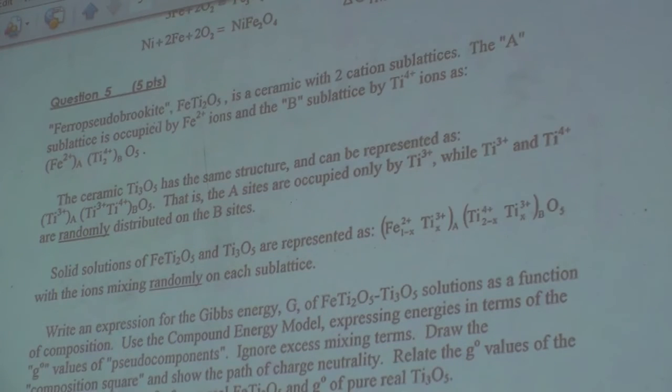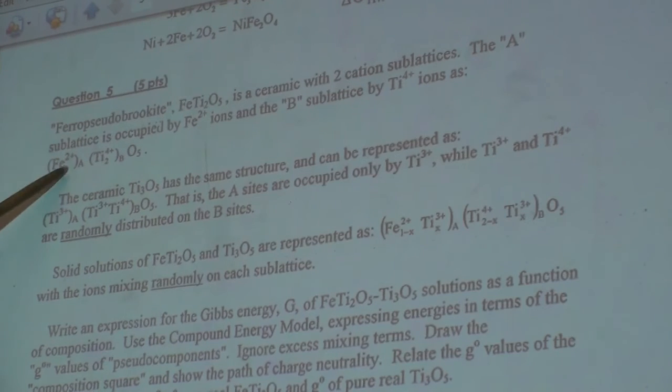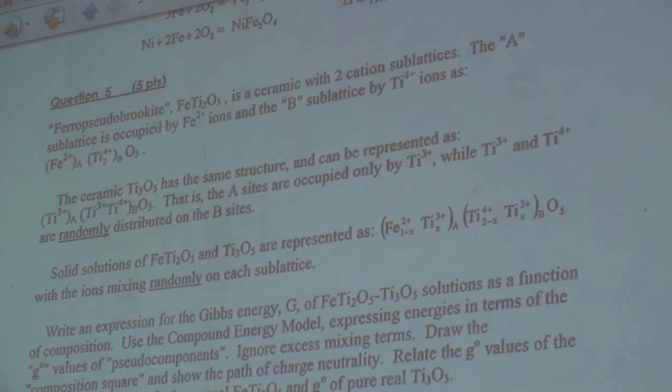Okay, ferro pseudobrookite. Again, last ceramic: FeTi2O5. It's a ceramic. This is quite a common thing with two cation sublattices. Fe2+ is on the A sites and titanium 4+ is on the B sites.